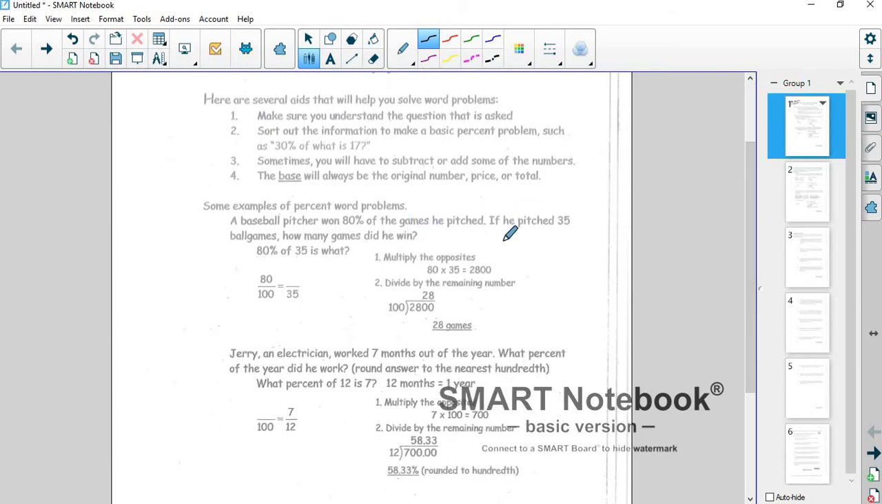A baseball pitcher won 80% of his games. He pitched 35 games. How many games did he win? And so we have to translate that to that whole idea of is and of. So 80% of 35 is what, right? Usually, of is the whole thing.